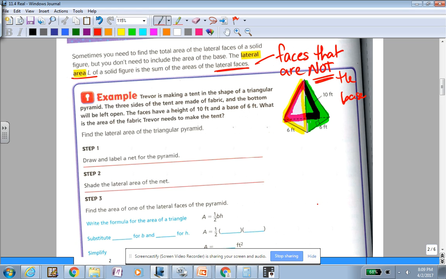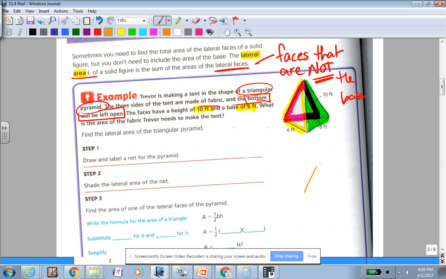Since it's a triangular pyramid that we know Trevor's making right here, he's looking to just basically make the tent of fabric. But since the bottom is going to be left open, and that's really something I'm going to make sure I stand out, if the faces have a height of 10 and a base of 6, what's the area of the fabric that he's going to use?